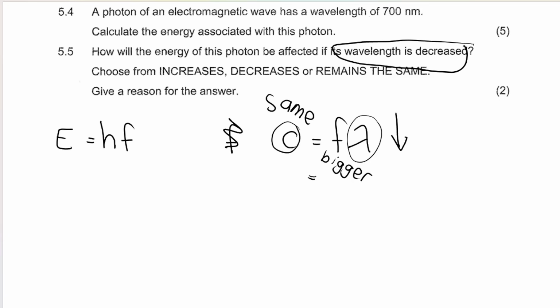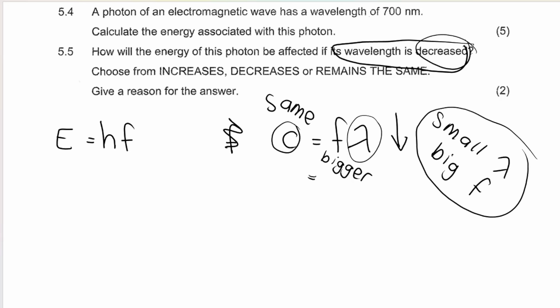I said if you have a small wavelength, so if I decrease the wavelength, you will have a big frequency. They do the opposites of one another. They are inversely proportional. That's a nice word to use. They are inversely proportional. They do the opposites of each other. So that means if wavelength is small, frequency is big.